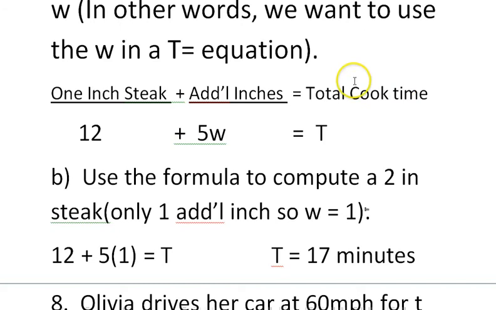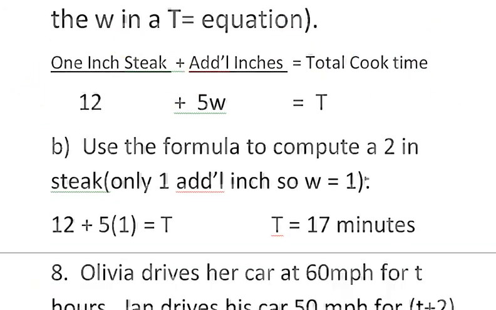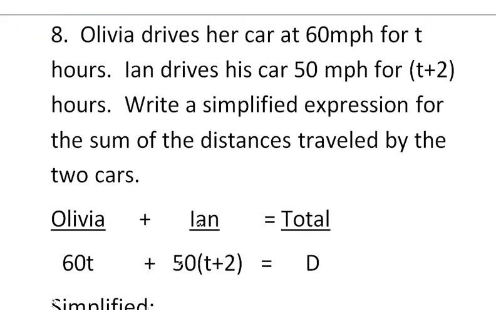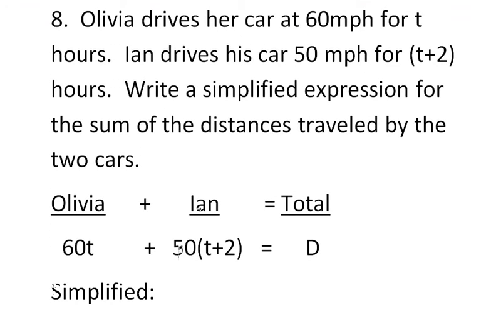But note how just putting it into words can make life a little bit easier when you're trying to think about it. Move down a little further here to number 8. Olivia drives her car at 60 miles per hour for T hours. Ian drives his car 50 miles per hour for T plus 2 hours, so he's driving longer than Olivia does. Write a simplified expression for the sum of the distances traveled by the 2 cars.